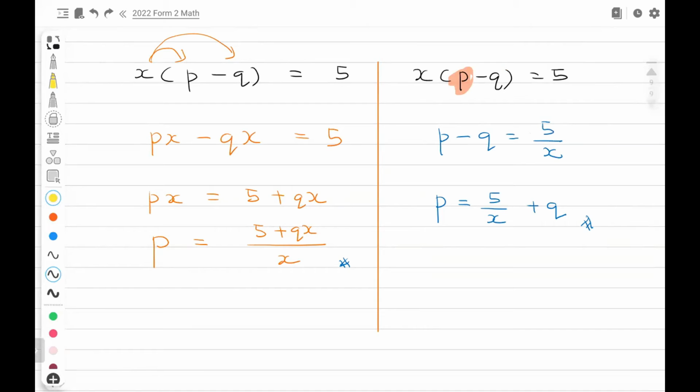Say Joanne, speechless already. Which method also can? Maybe let me know.